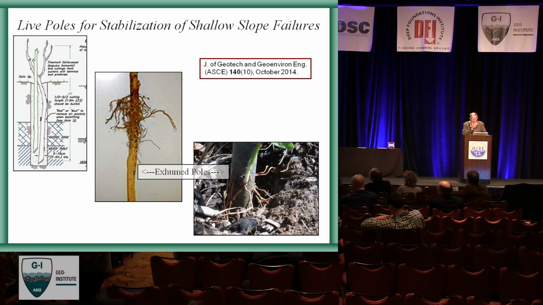The last project I'd like to talk about is the use of live poles for stabilizing shallow slope failures. The results and findings appeared in the Journal of Geotechnical and Geoenvironmental Engineering in October of 2014. Extensive field tests and measurements were performed on willow pole planting installation used to stabilize an embankment fill against erosion and shallow sliding along a highway in Ohio. The installation was monitored to determine survival rates, the effect of installation method, time of planting, soil type, moisture availability, and some poles were exhumed to determine the extent of adventitious rooting along the length of the pole.